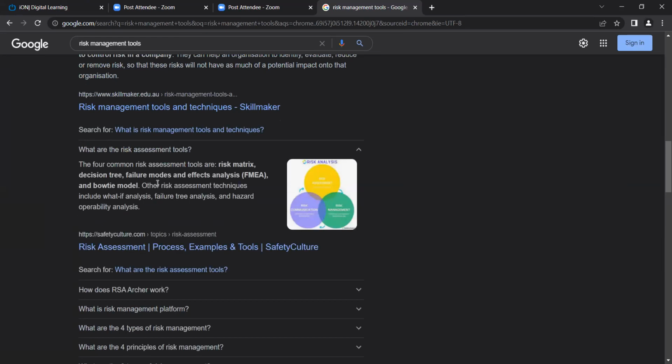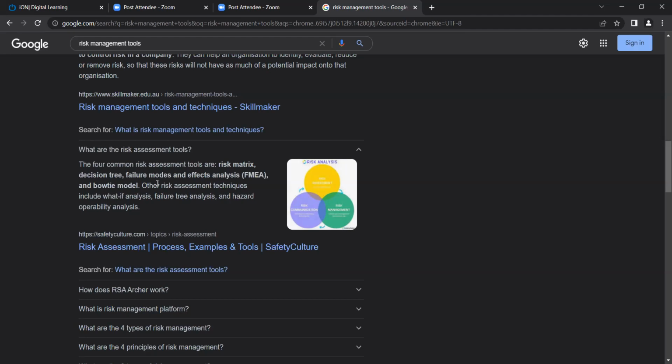So the tools are the risk matrix. If you have learned data structures, or maybe in 12th standard or higher education you have learned matrix, even arrays if you have studied programming. So you need to create a probability and impact matrix for risk management.